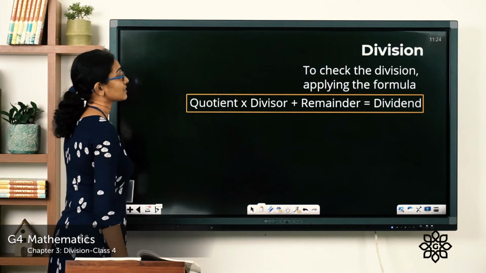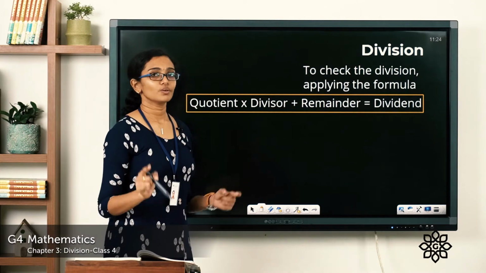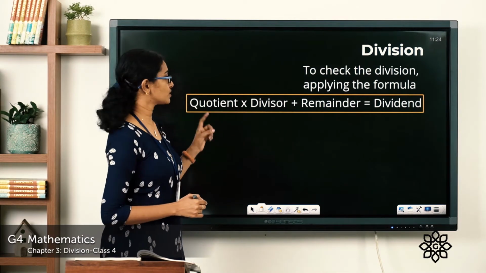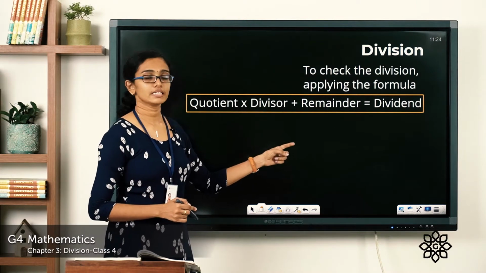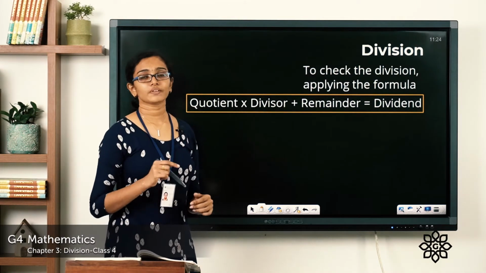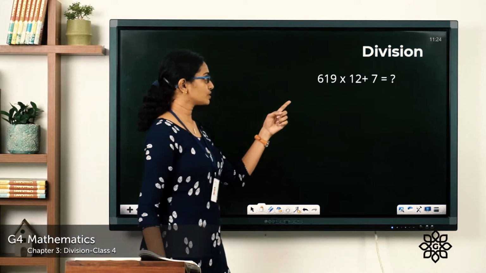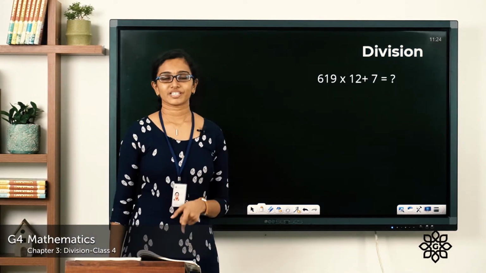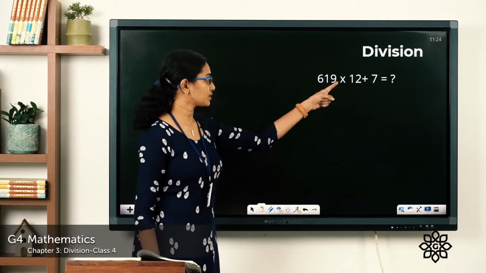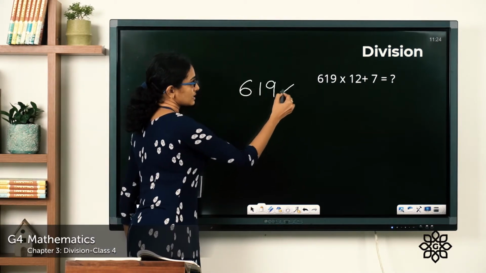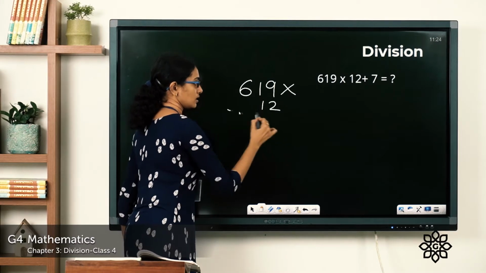Now let's check if we have done the division correctly. So make sure you keep this formula in your mind. The quotient into divisor plus the remainder should give you the dividend if the division was done correctly. So let's check the division. What was our quotient? The quotient was 619 and our divisor was 12. So let's multiply these two numbers, 619 into 12.